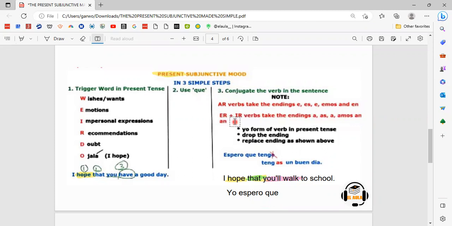But before we jump and add any endings, what we need to do is think about the yo form of the original verb, so caminar in this case, in the present tense. Then we're going to drop the ending of the yo form. And then we're going to use these switched endings that we just looked at. So we're going to do this step by step, right?